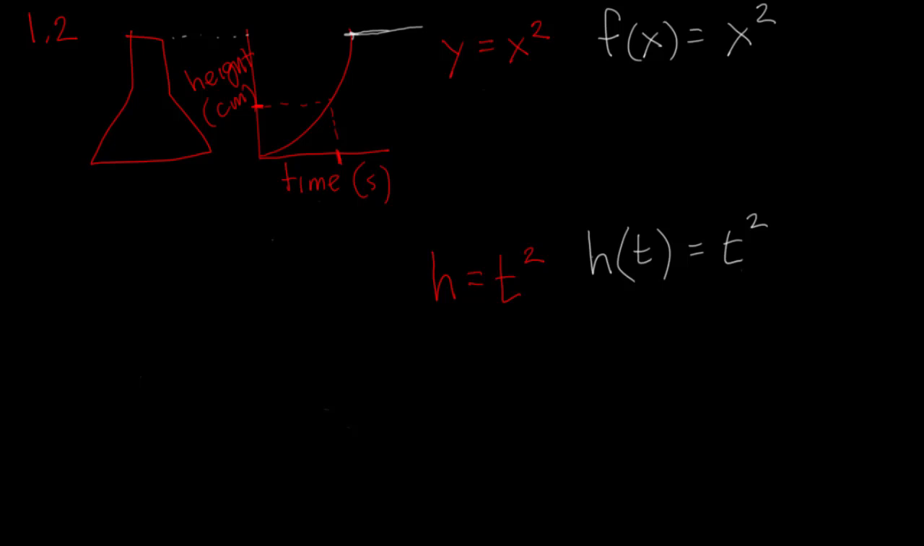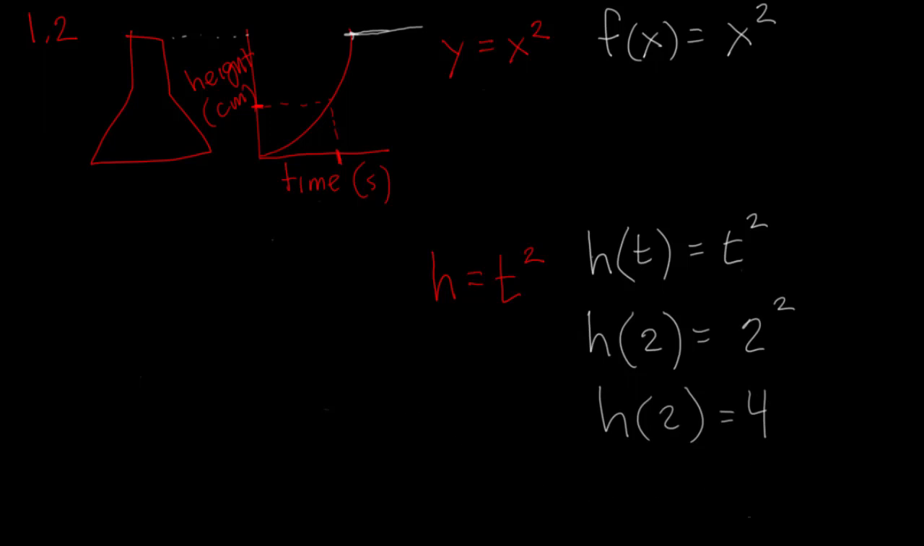So now if I have an equation where it says h of t is equal to t squared, and I want to know what happens when t equals 2, instead of writing t equals 2, I will actually write it as h of 2 equals, and then I can put in the value of 2 squared and say h of 2 is equal to 4.